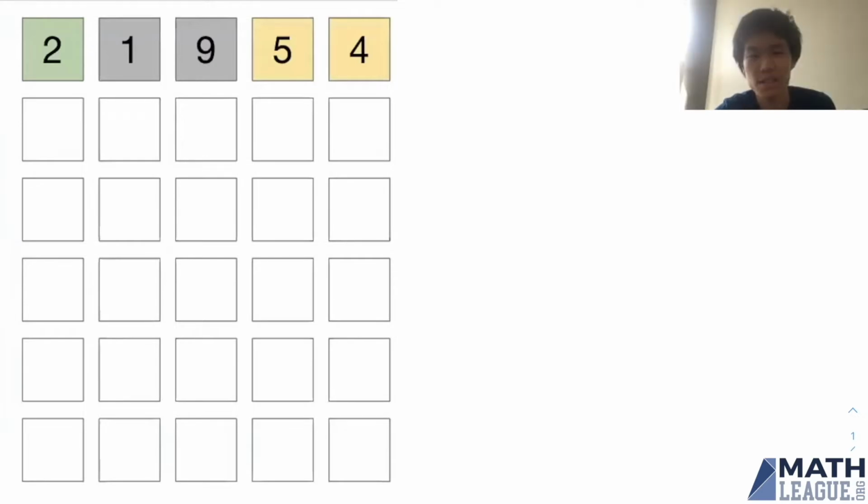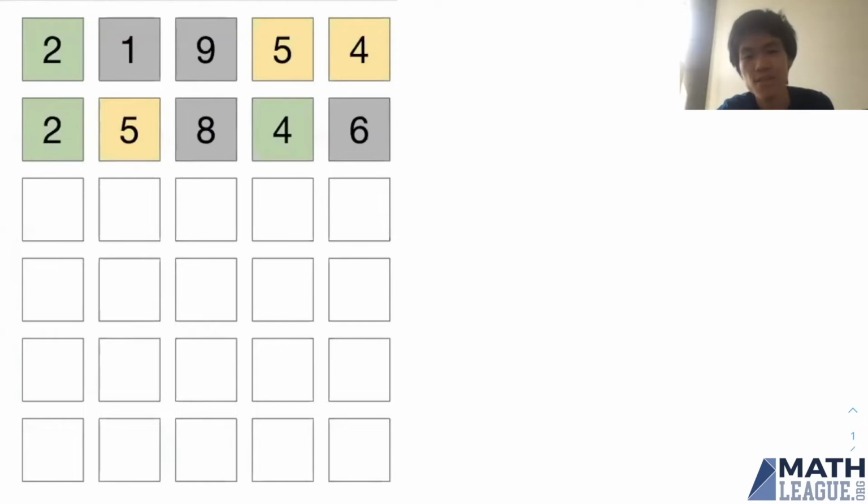21954. The 2 is in the right spot. The 5 and the 4 are in the number, but they're not in the right spot. And the 1 and the 9, they're out. Okay, second guess. 25846. The 2 and the 4 are in the right spot. 5's in the number, but not there. And there's no 8 and 6.